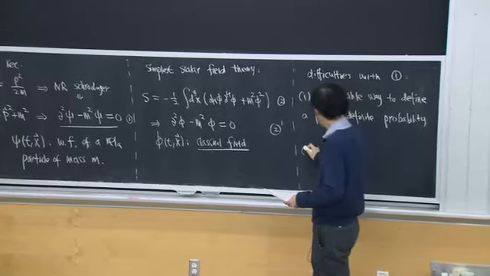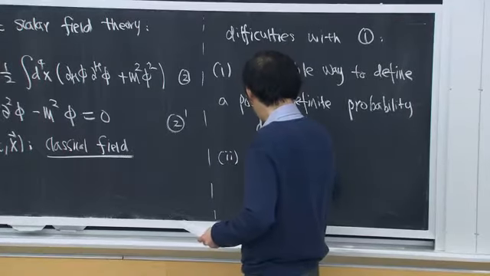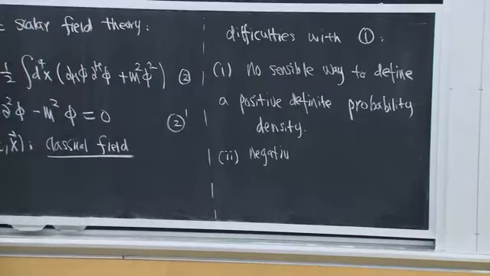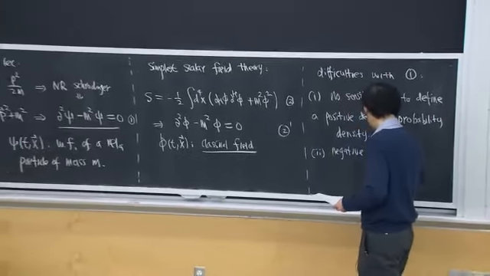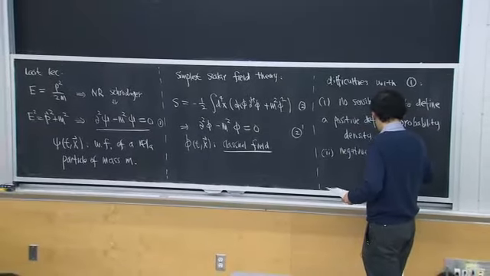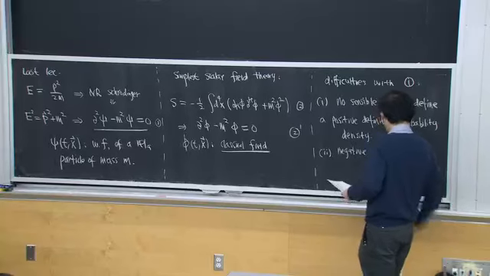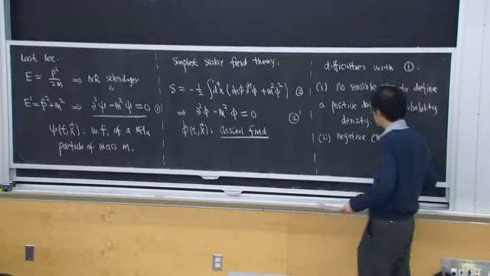And the second difficulty is that there are negative energy states. Because of the square, when you take the square root, you get the minus sign, and then there are negative energy states, which you cannot avoid in quantum mechanics, even though classically you can just throw them away by hand. Okay.